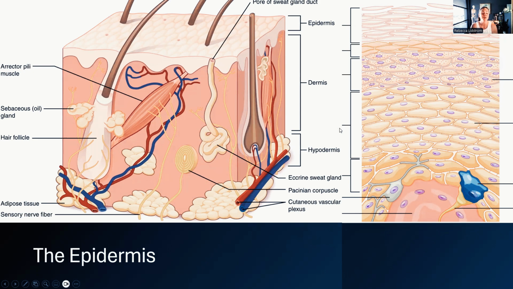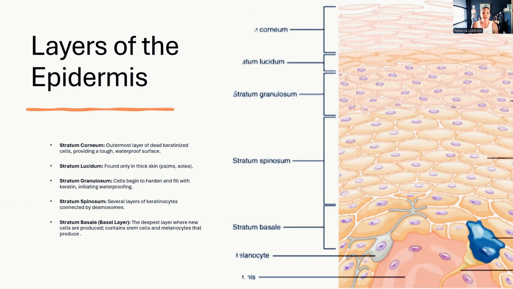So we're going to go in the order of most superficial and work our way deep. The first layer that we're going to start with is going to be the epidermis. Let's start with the epidermis, the most superficial layer of our skin. Let's look close up at that epidermal layer. Starting at the most superficial region, we have the stratum corneum.